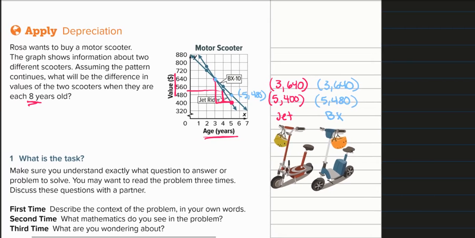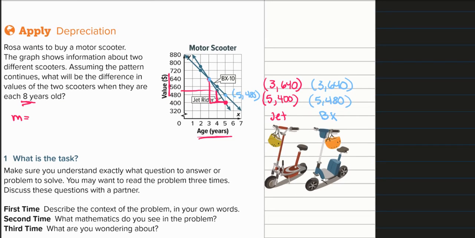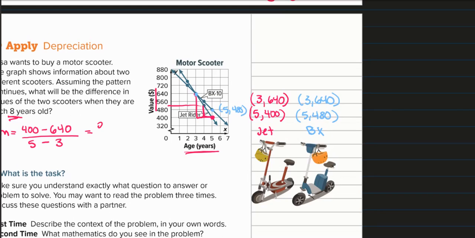That's all we need to figure out our slope. So let's do that. I'm going to do jet first. Slope equals, we're going to start out with our y2, 400, minus y1, 640, over x2, which is 5, minus x1, which is 3. And what do we end up getting? Go ahead and get your calculators out. This is going to help you. So let's do 400 minus 640, which gives 240. So 240 over 5 minus 3 is 2.